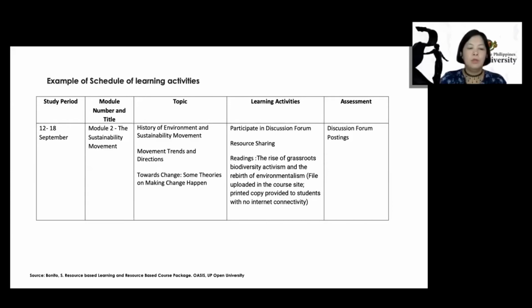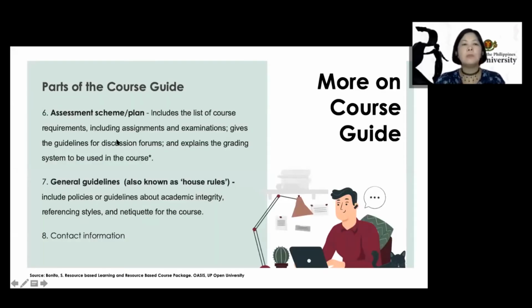So moving on to the different parts of a study guide. The sixth part is the assessment scheme or plan, which includes the list of course requirements, including your assignments and examinations. And then you give the guidelines for discussion forums and explain the grading system to be used in the course. We will discuss this further as we move on to the other slides, but let me just share the number 7 and number 8 parts of the course guide, and these are the general guidelines.